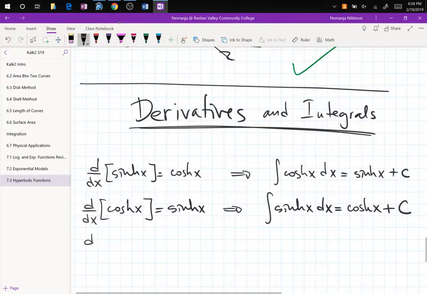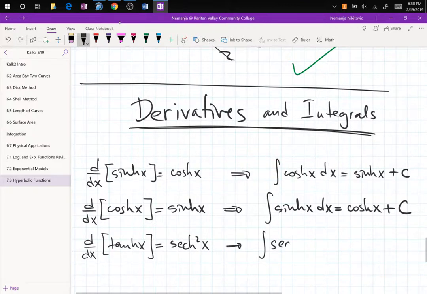So these are different. What's the derivative of tangent hyperbolic x? Exactly. You get secant hyperbolic squared x. Which means that the integral of secant hyperbolic squared x dx is tangent hyperbolic x plus c.